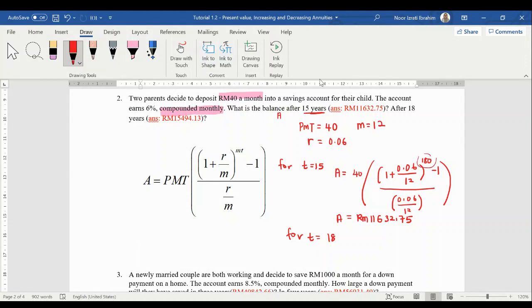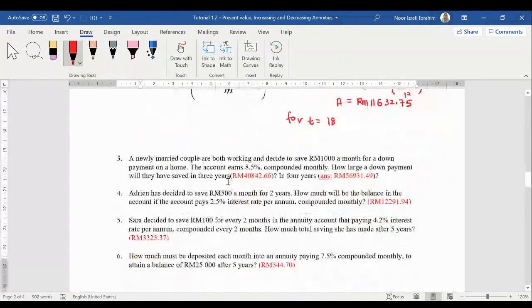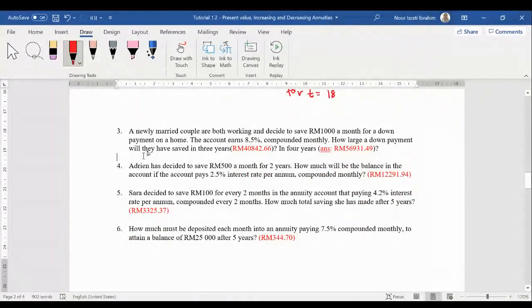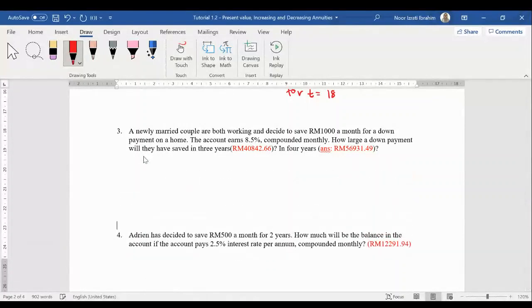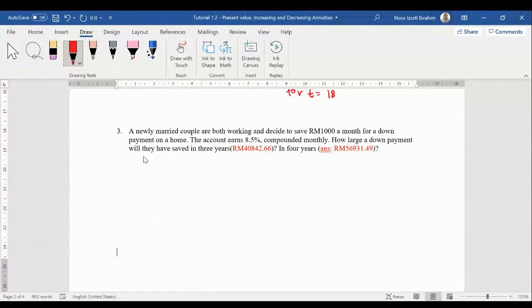Now M times T, 12 times 18, will be 216. You still use the same formula, which is to find the accrued amount. You can try that yourself. The answers are there. Question number 3. If you have questions, you can put in the chat room or turn on your mic. If no questions, then I'll just continue.